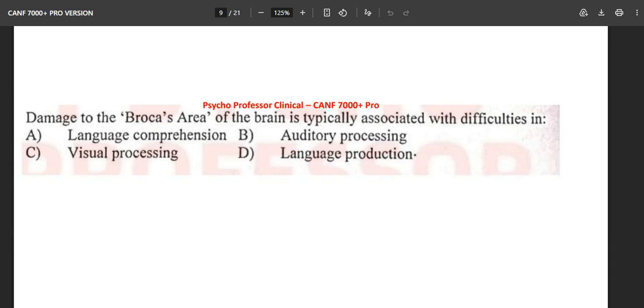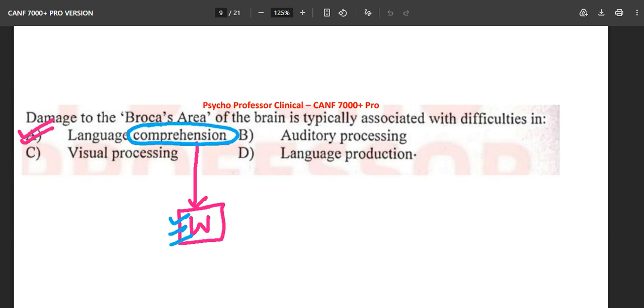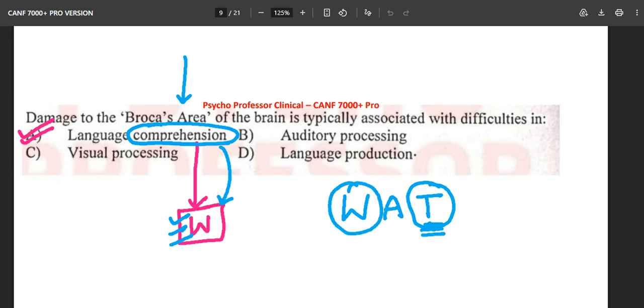Now option A is about language comprehension, and for comprehension you will remember only one area, that is your Wernicke's area. This Wernicke's area is responsible for language comprehension. So the way you are understanding all these concepts and doing all these questions right now is only because of the help of your Wernicke's area. Now where is this Wernicke's area located? It is located in your temporal lobe.